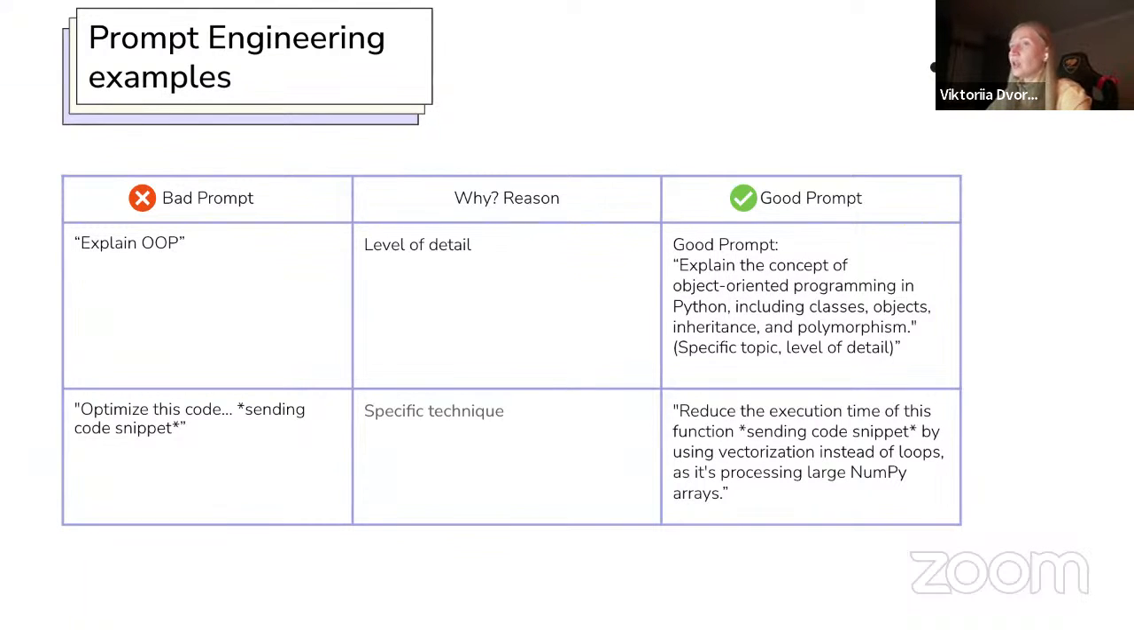Speaking about level of detail, you can say not just explain OOP, but explain it with what you want exactly: classes, objects, inheritance, polymorphism. You can also ask it to generate some examples to better understand the topic that you're asking about. And the last one is going to be about specific techniques. You can say not only optimize this code, but that instead of loops, please use the NumPy library or NumPy arrays.